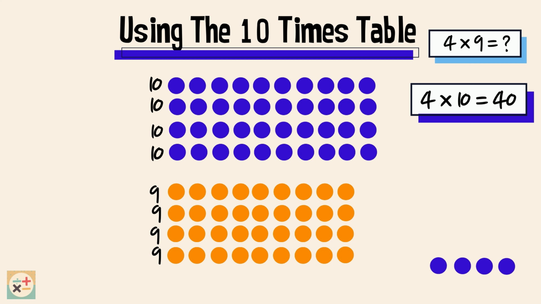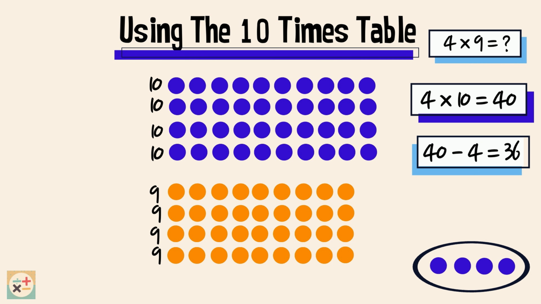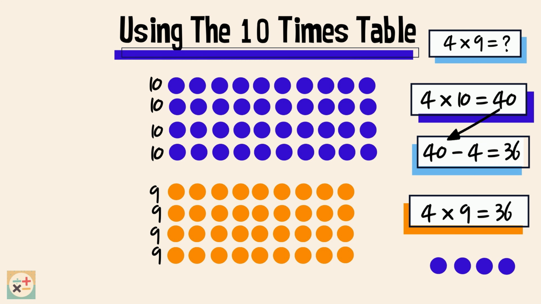So we can take away 1 counter from each row, as 9 is 1 less than 10. In total, we can take away 4 counters from 40. This leaves us with 36 counters. So, 4 times 9 equals 36. The idea is to use what's easy and familiar to figure out what's harder.